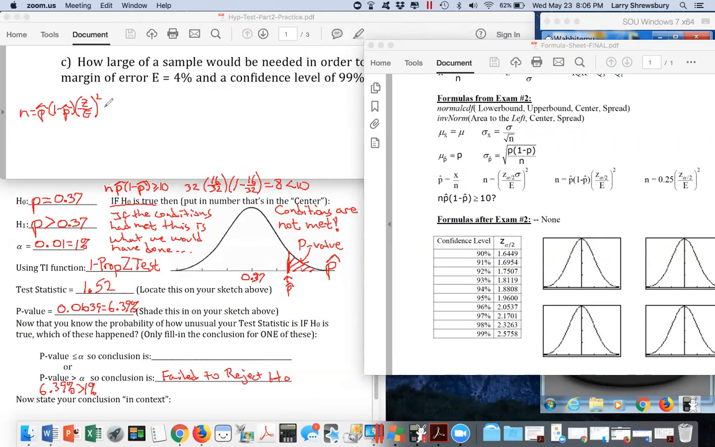All right, so that's what we're going to do. Now, our p-hat is 16 out of 32, or if you put it as a decimal, it's 0.5. I'm doing it as a fraction just to make it super clear that you're following what p-hat is.